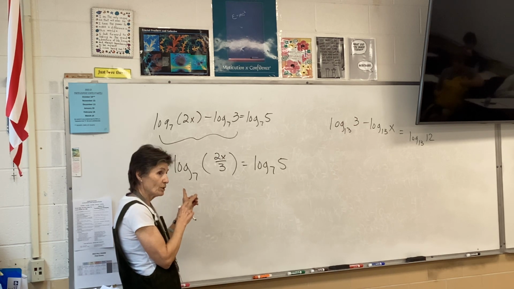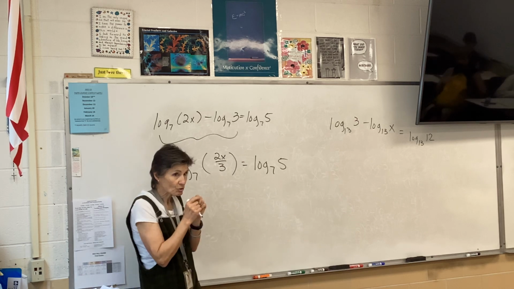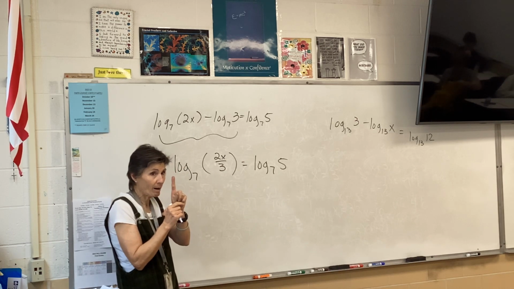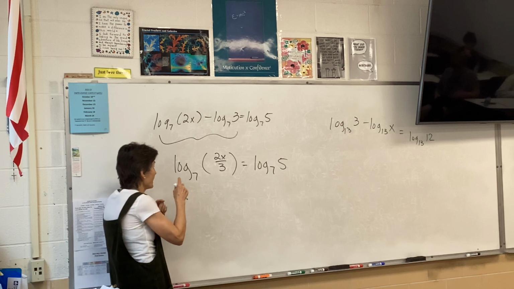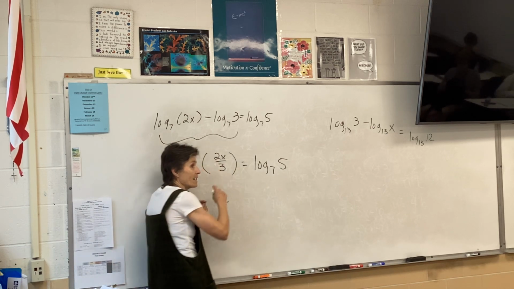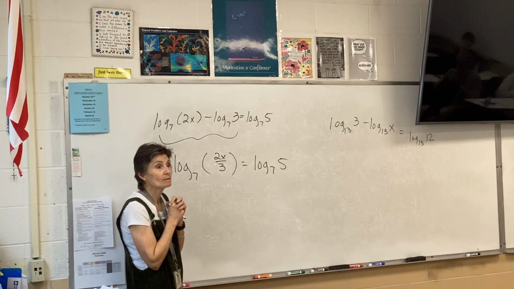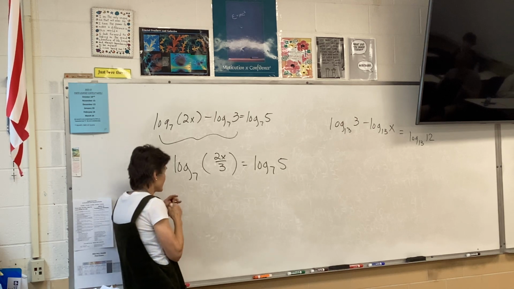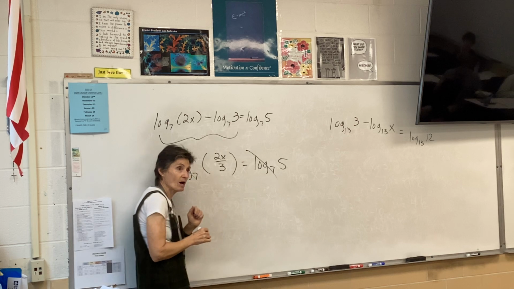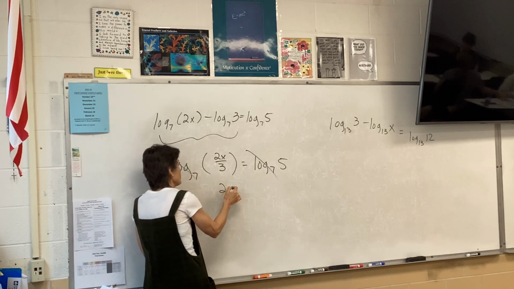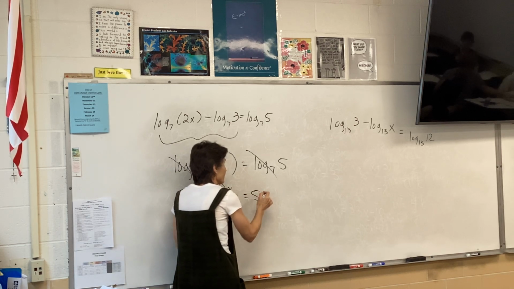All right, everybody good? Now, yesterday, we looked at one problem that was like this, that had logarithms on both sides. Anybody remember what we did? Giovanni? You just set 2x over 3 equal to 5. Exactly. Basically, we can get rid of those, and we have 2x over 3 equals 5.